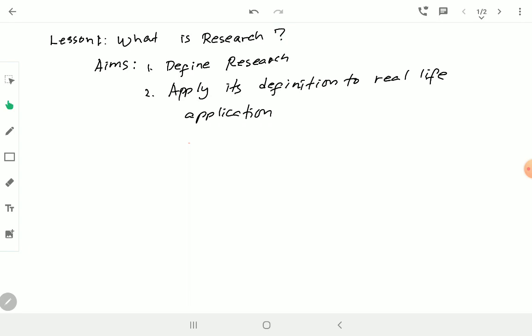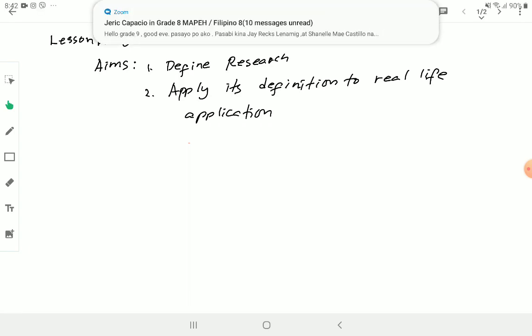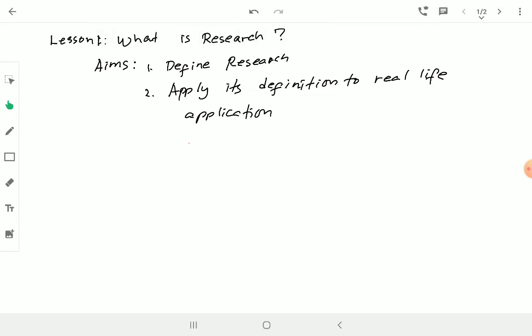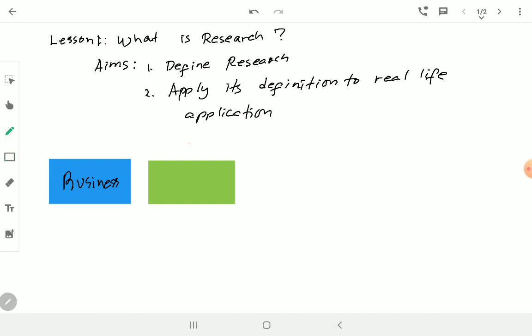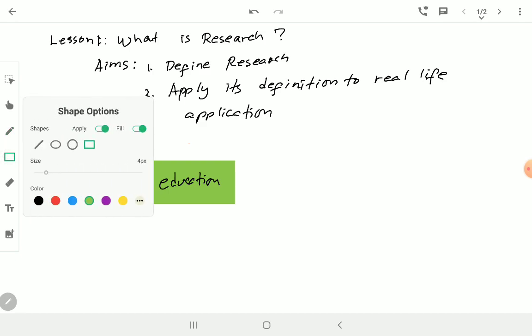First of all, why do we need to conduct research? There are many reasons why we need to conduct research. It could be in business, for example, what are the buyer's preferences for cell phones? Or it could be in education, like what is the best method of teaching, or the effectivity, for example, of the internet in studying.